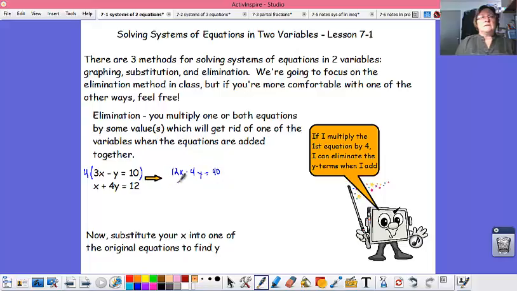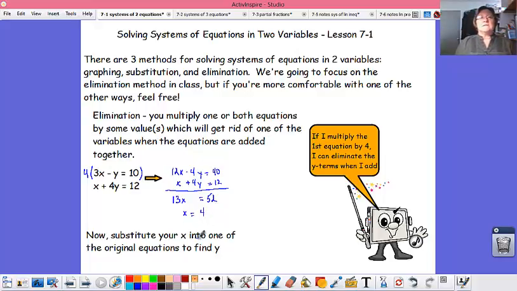And I'm going to rewrite the other equation just so I keep my clarity here. The idea in elimination is to add those two equations together. So 13x, negative 4y, positive 4y, the y's are eliminated, which is what we want. On the other side, 52. And then divide by 13 to find our x. X will be 4 because 52 divided by 13 is 4.